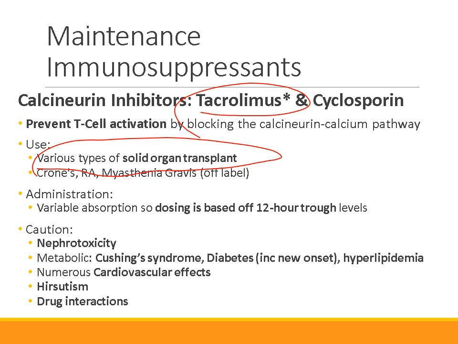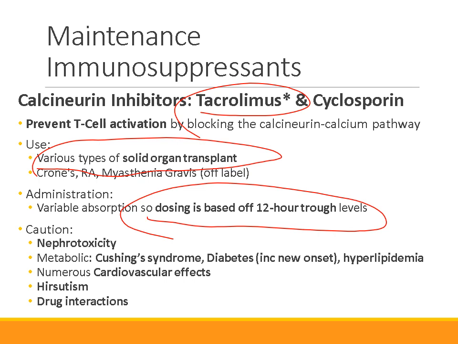When we look at administration of the calcineurin inhibitors, they have very variable absorption. So we monitor drug concentrations when we're figuring out the dosing schedule. Dosing is based off of a 12-hour trough. What this means is 12 hours after giving the medication, we monitor the serum concentration. At that point, it should be at its low point, right? That's right before we give another dose. So that's the trough, or the lowest concentration.